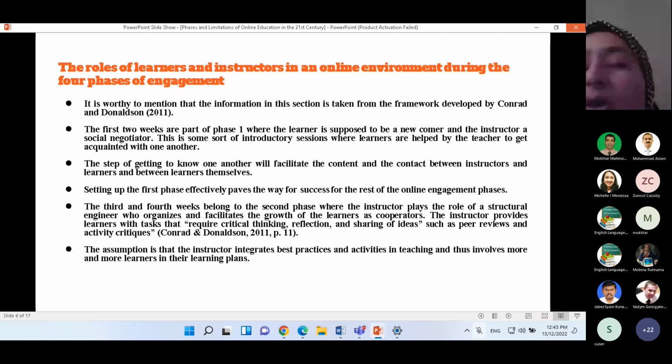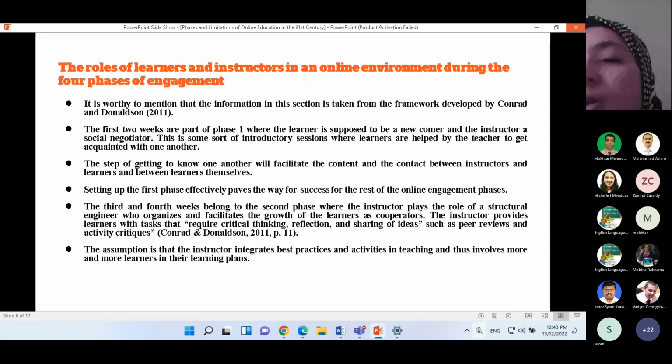So the first 2 weeks are part of phase 1, when the learner is supposed to be a newcomer and the instructor a social negotiator. These are introductory sessions where learners are helped by the teacher to get acquainted with one another. The step of getting to know one another will facilitate the content and the contact between instructors and learners and between learners themselves. So setting up the first phase effectively paves the way for success for the rest of the online engagement phases.